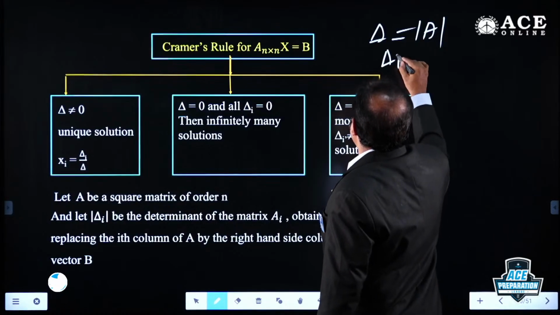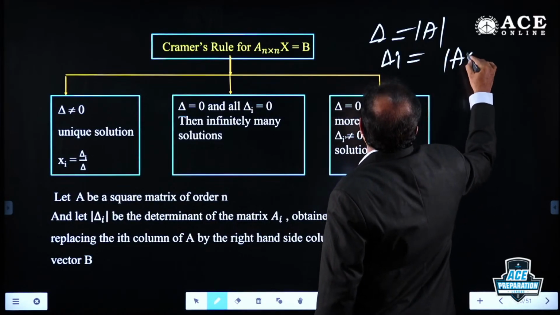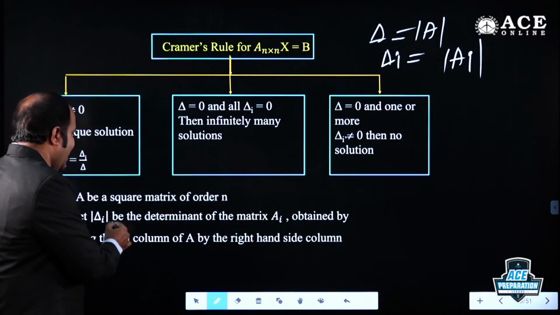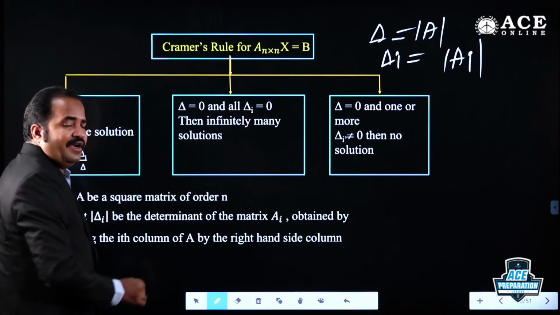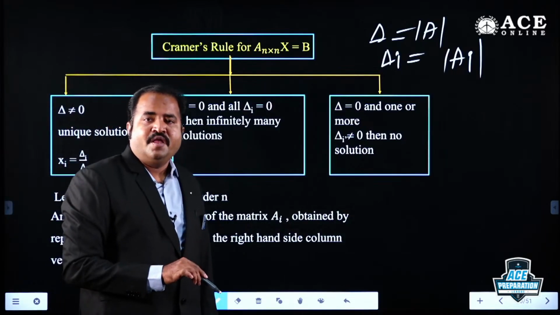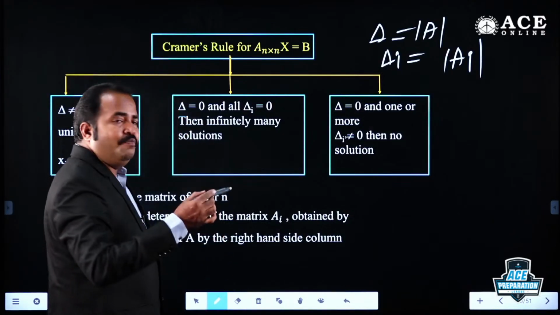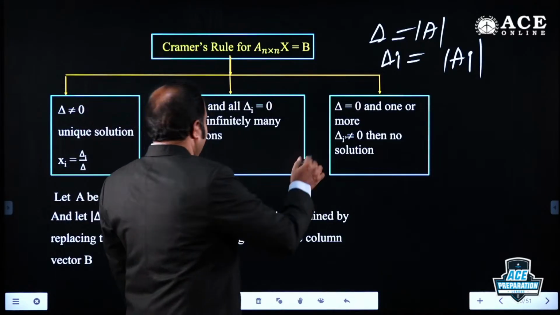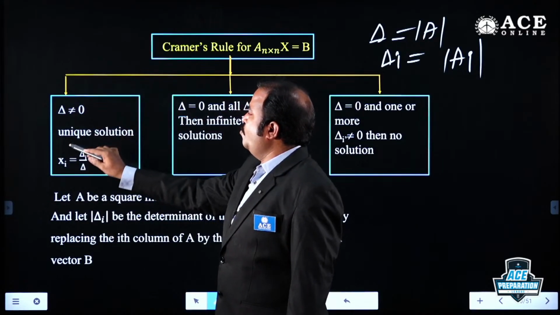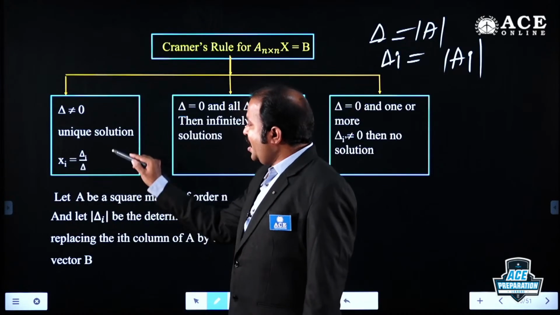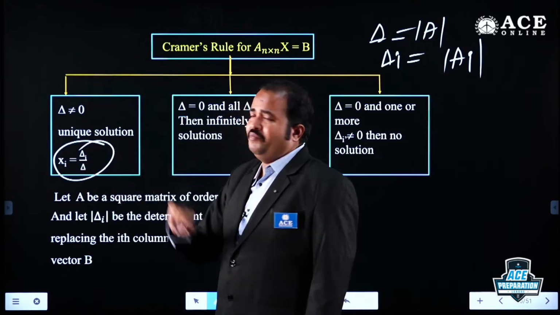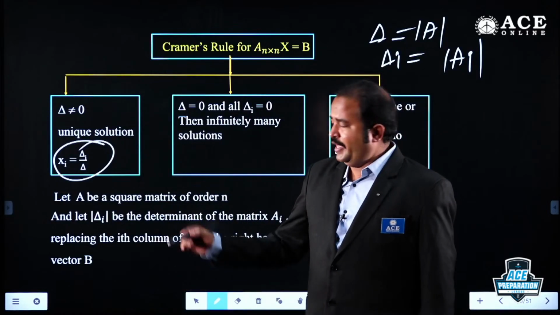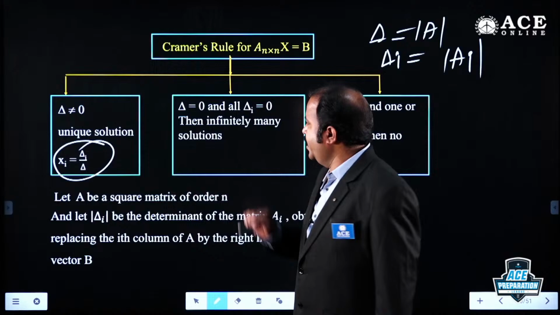What is delta i? Delta i means the determinant of the matrix Ai, obtained when the ith column of A is replaced by the right hand side B. So look at here, if delta is not equal to 0, then a unique solution, and the solution is xi equal to delta i by delta: x1 equal to delta 1 by delta, x2 equal to delta 2 by delta, x3 equal to delta 3 by delta.